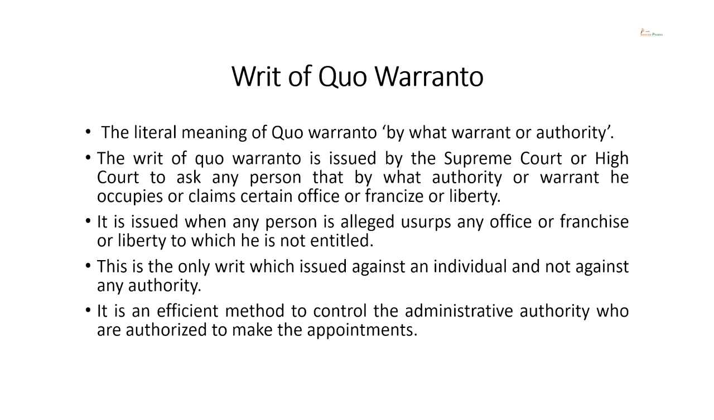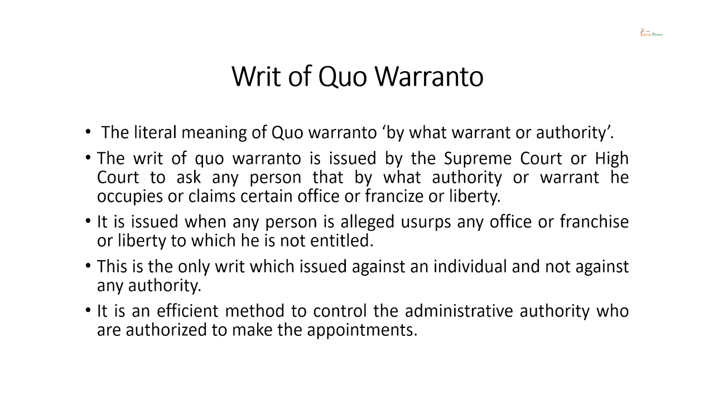Then we are to discuss the next writ, the writ of quo warranto. The literal meaning of quo warranto is by what warrant of authority. The writ of quo warranto is issued by the Supreme Court or High Court to ask any person by what authority or what warrant he occupies or claims a certain office or franchise or liberty. This writ is issued when any person is alleged to usurp any office or franchise or liberty to which he is not entitled.